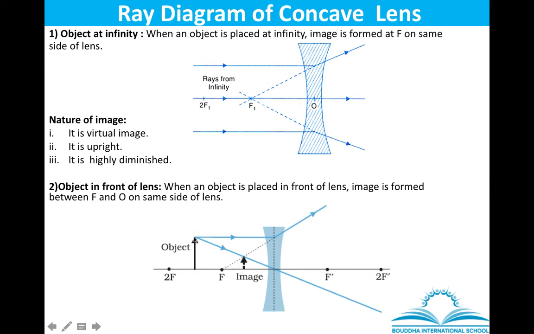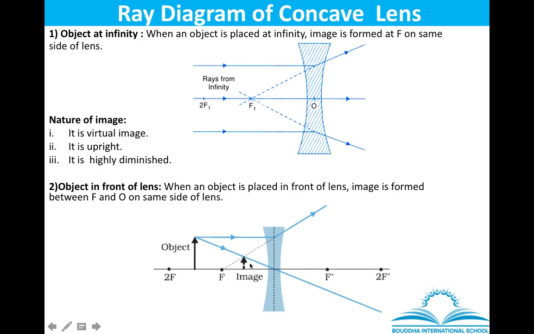So you can see this is the object. One ray will go parallel to the principal axis. According to rule number 1, it appears to diverge through the focus. The other ray is going through the optic center and it passes without bending. So on this side, these two rays will never meet. So when you produce them back, they are meeting at this point. So the image will form here.